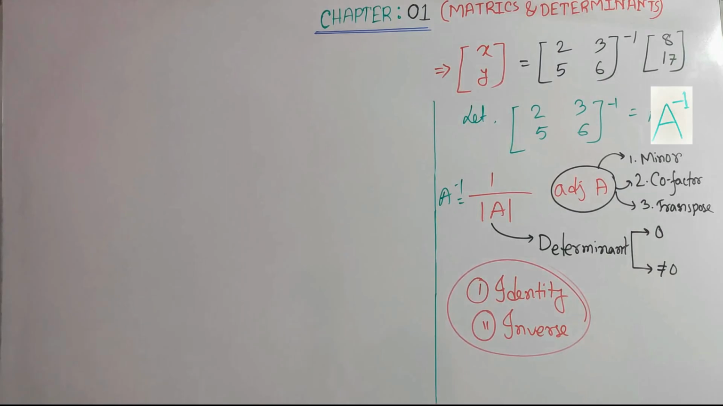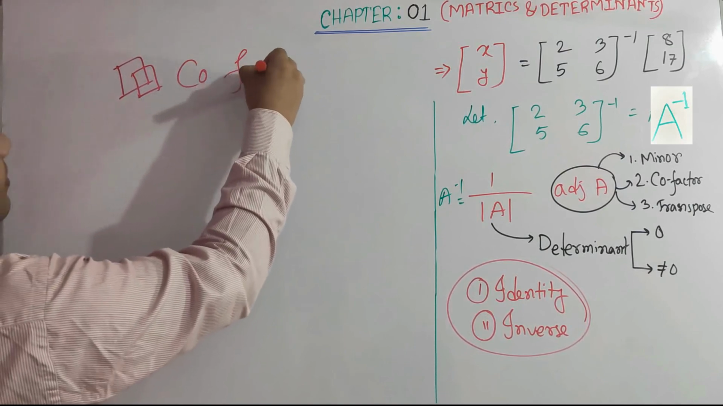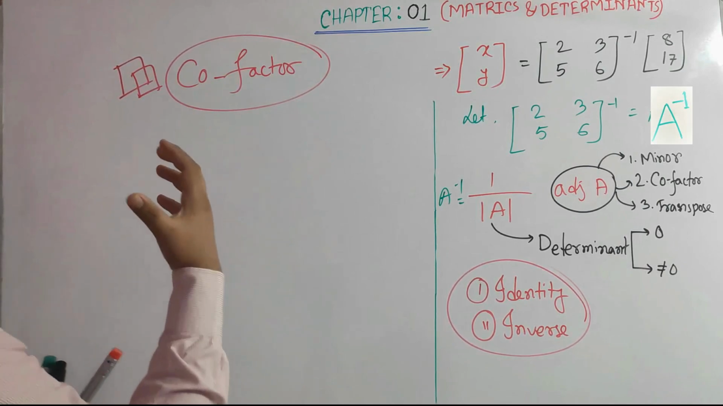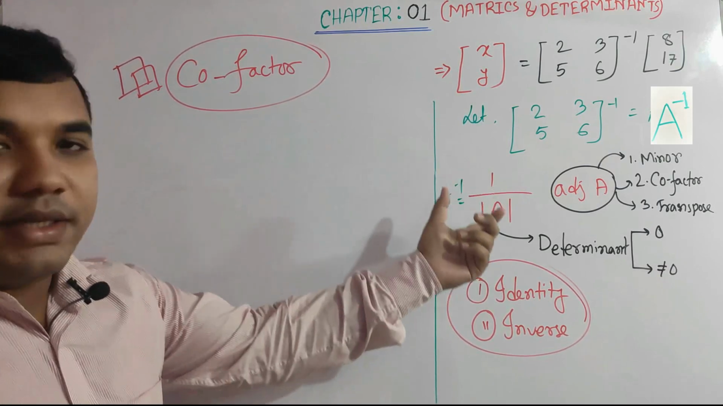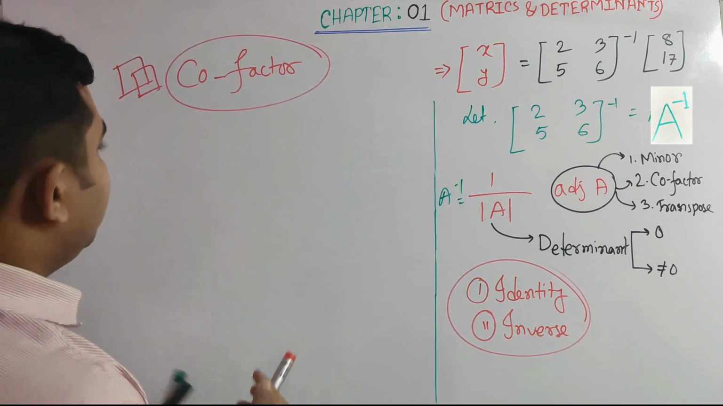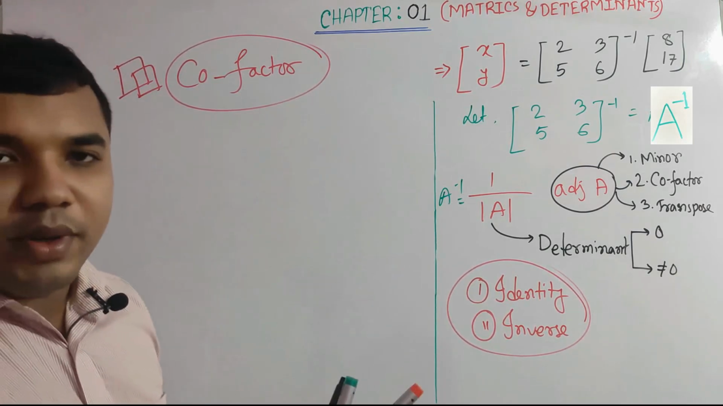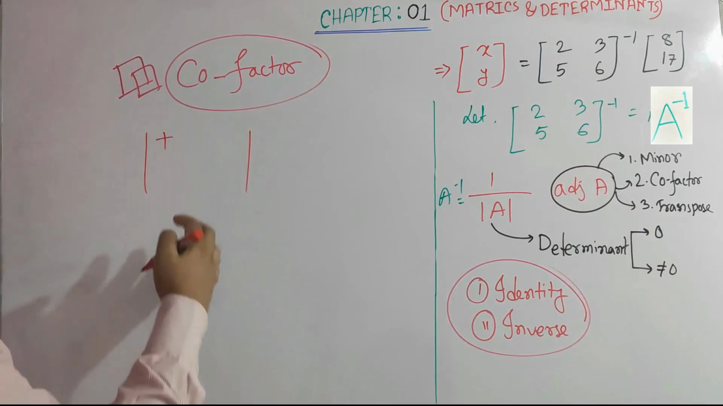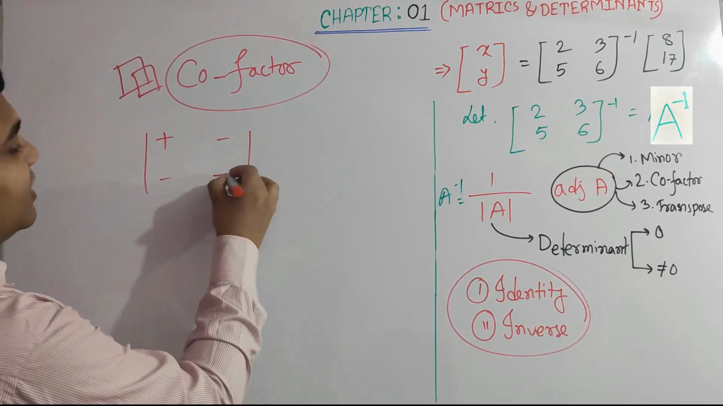So dear students, now the topic we are thinking about is the cofactor. What actually is the cofactor? The cofactor determines which sign an entry will take as well as what its minor is. That means it takes two parts at a time. First of all, in the case of a 2 by 2 matrix, one very important thing we know: the first entry will be plus, the second entry will be minus, the third entry will be minus, the fourth entry will be plus.